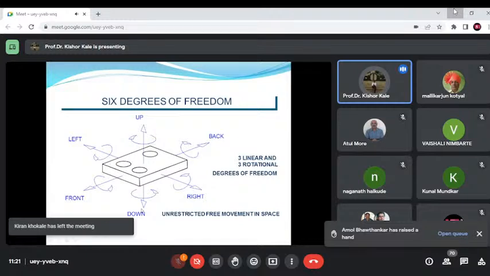So this is how the coordinate measuring machine works. If you see over here, the same thing is a bridge design. Here they have defined X in this direction, Y in this direction, and Z in the vertical direction.